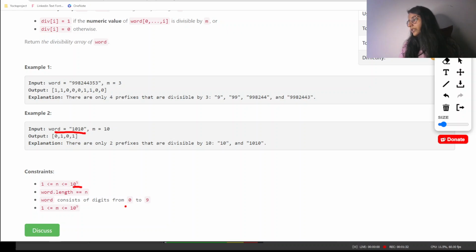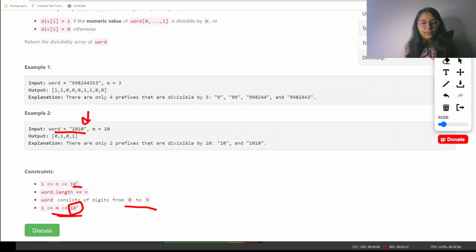And then word consists of digits 0 to 9 and this m is basically up to 10 raised to power 9. So when we start converting the string into integer form and dividing that with m, which at max can go up to 10 raised to 9, right? So the division part is fine, but before that, when we convert that whole string into an integer, that will surely give us TLE.